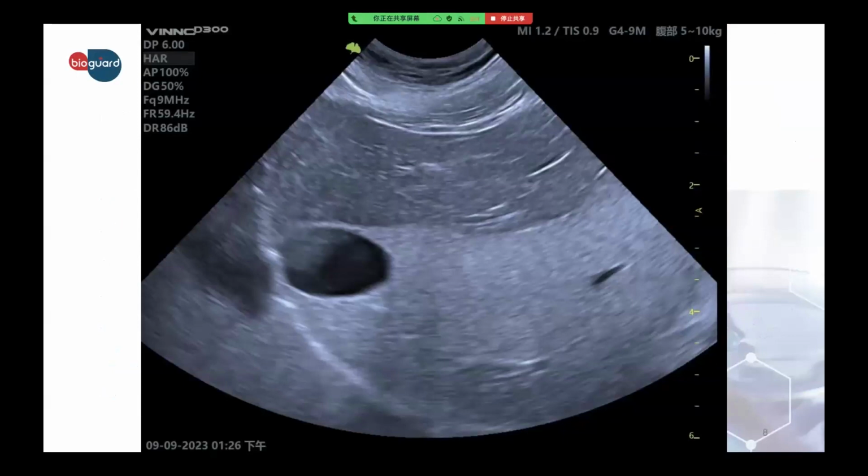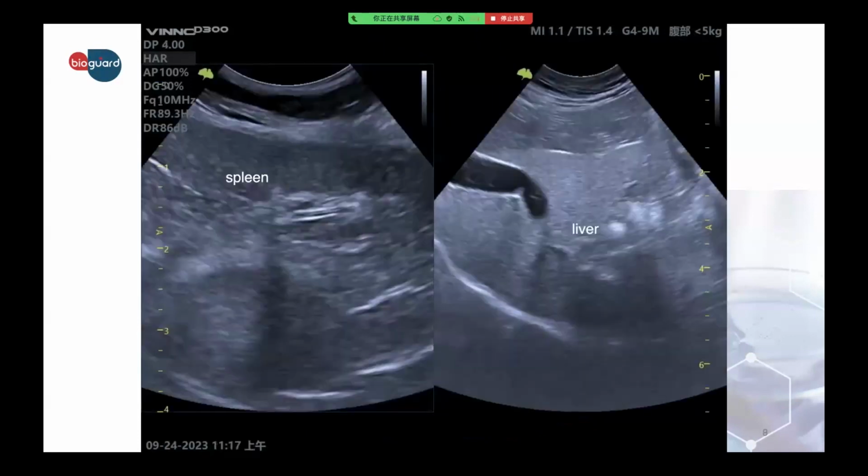So the next step I will do is ultrasound, following step by step. What we can see is the liver itself is getting bigger, and also a little bit of sludge. This is the gallbladder. There is no enlargement or dilation of the bile duct, but we can see there is some sludge in the gallbladder, and also we can compare to the spleen. The echogenicity of the liver is much higher compared to the spleen.